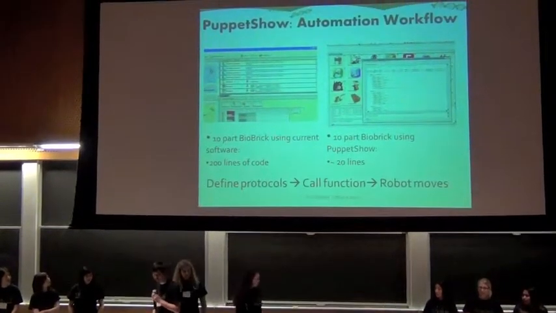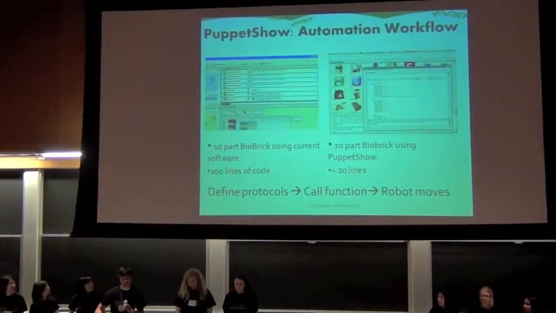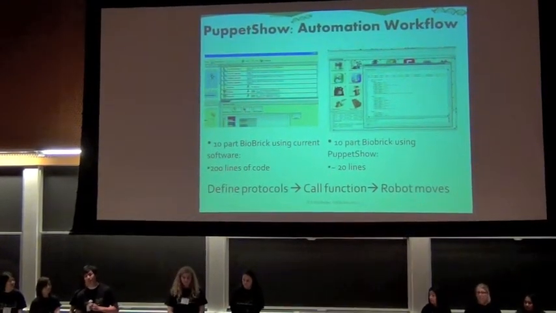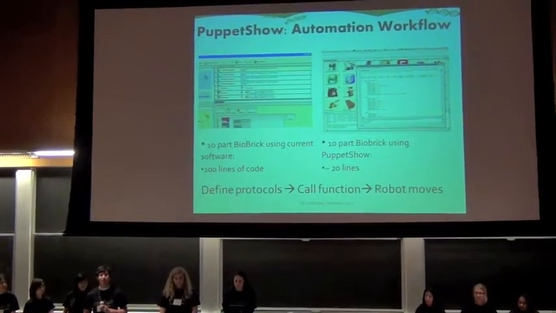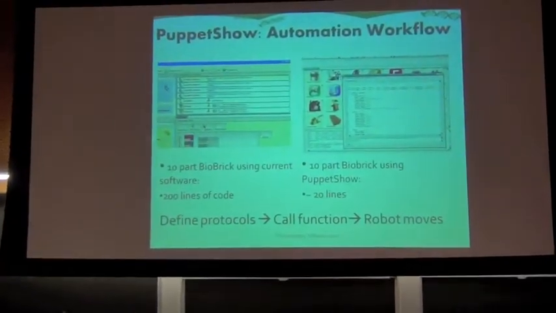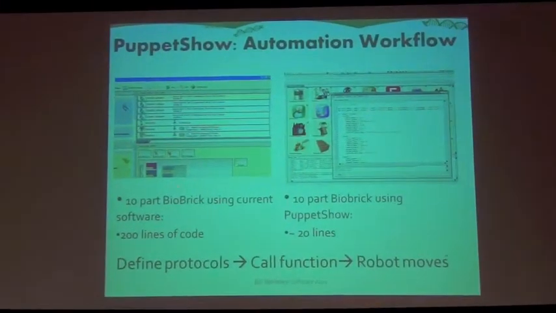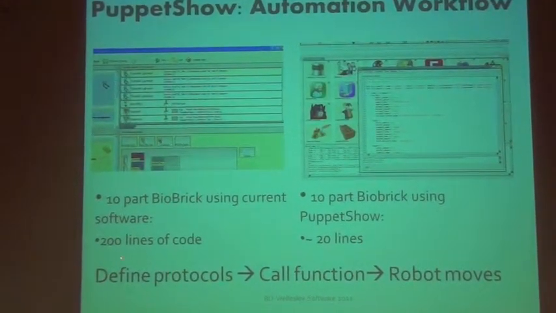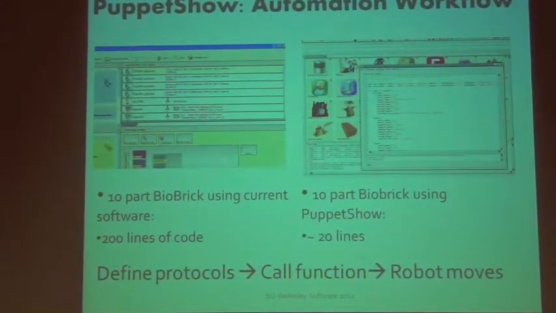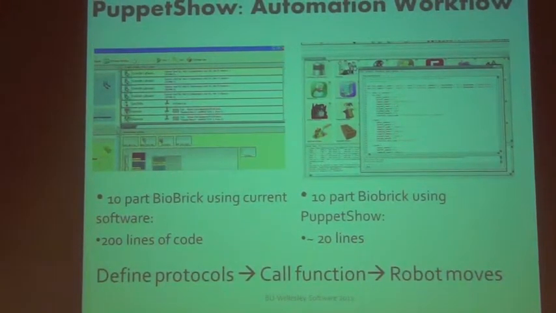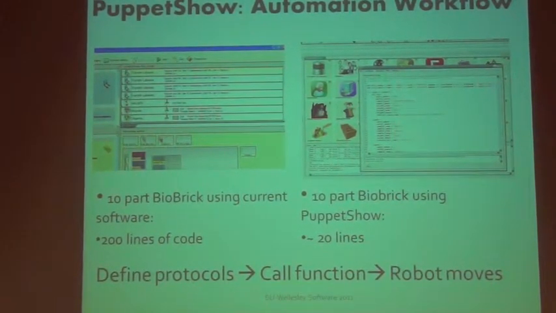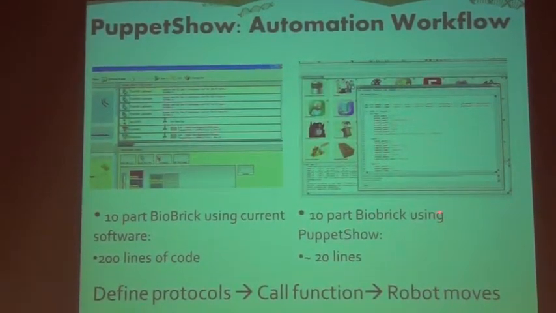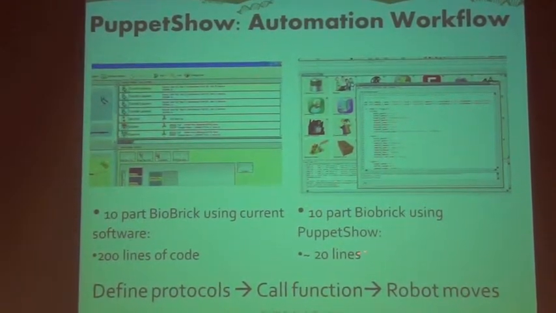Alright, so now we have a design that we made using Trumpet, and now we want to build a physical construct. We might want to use a liquid handling robot to avoid all the manual labor ourselves. There's one problem. Using current software to create a 10-part BioBrick, it will take about 200 lines of code. To avoid all this complexity, this summer we designed Puppet Show, which is an automated workflow. And so you can make that same 10-part BioBrick using just 20 lines of code.